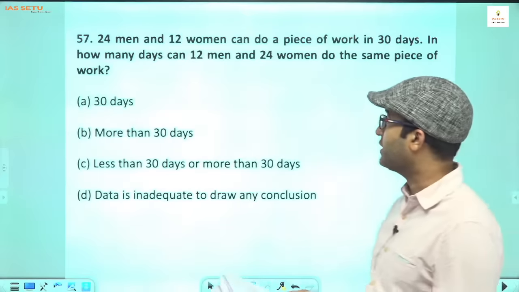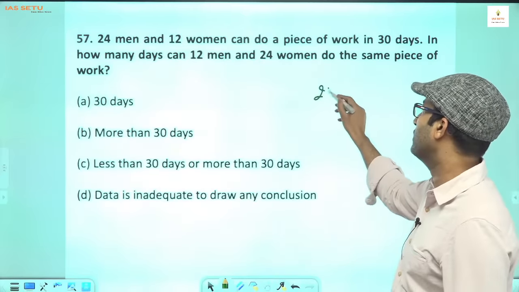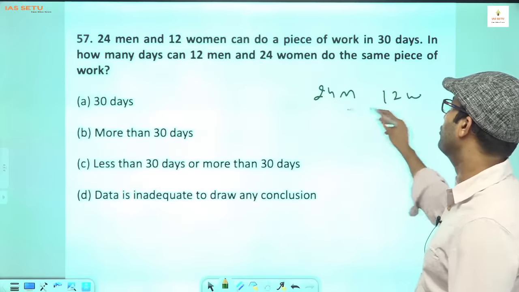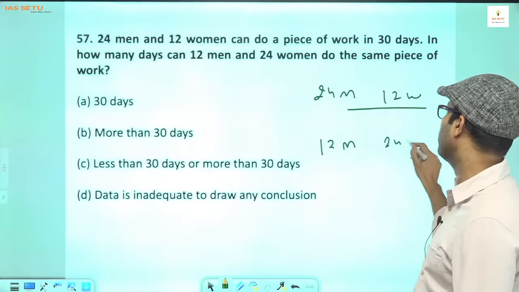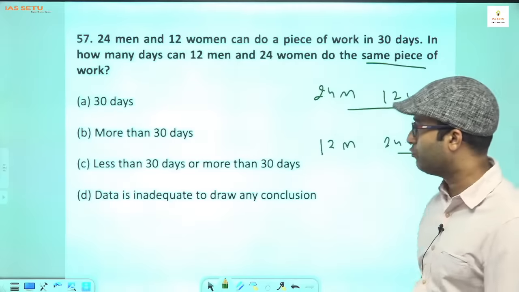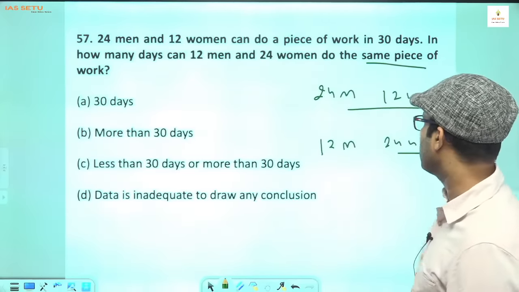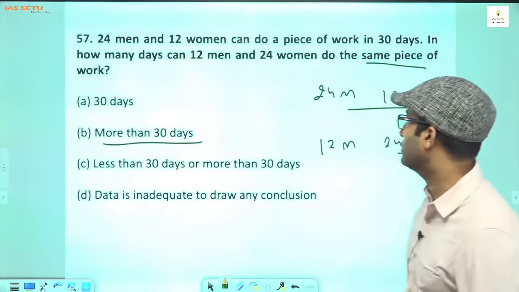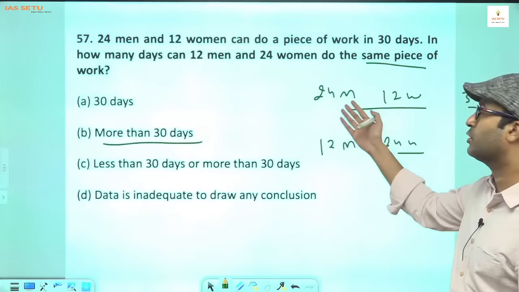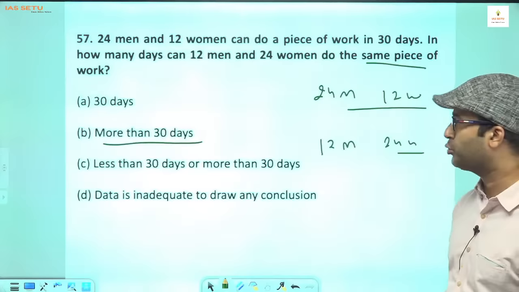Question number 57. 24 men and 12 women can do a piece of work in 30 days. How many days will 12 men and 24 women take to do the same piece of work? If someone is saying that they will take more than 30 days, then you are assuming that men are more efficient. So why be gender biased?